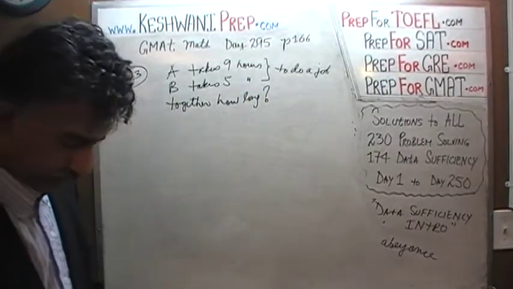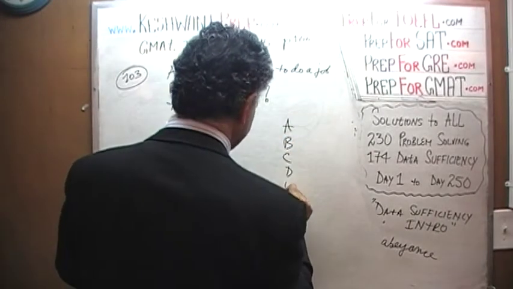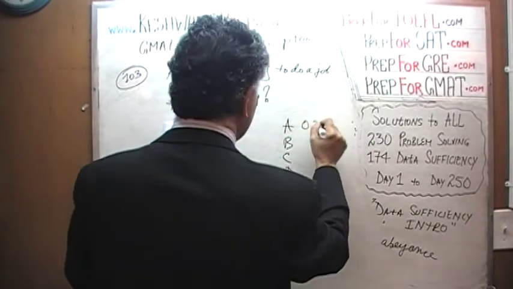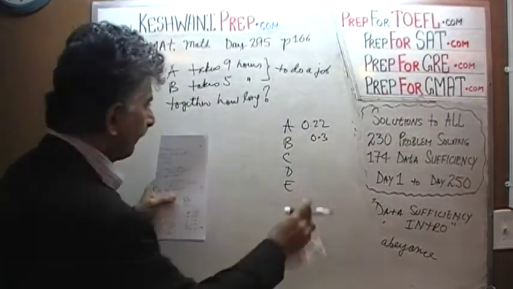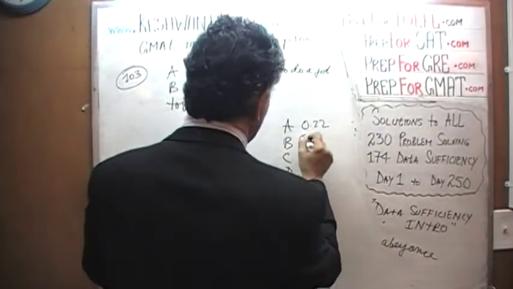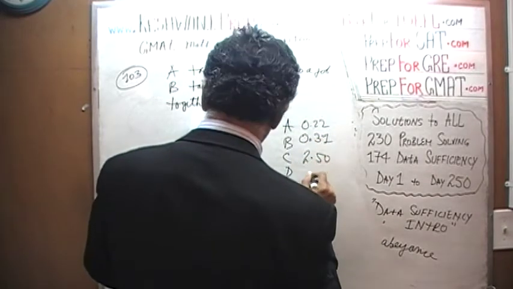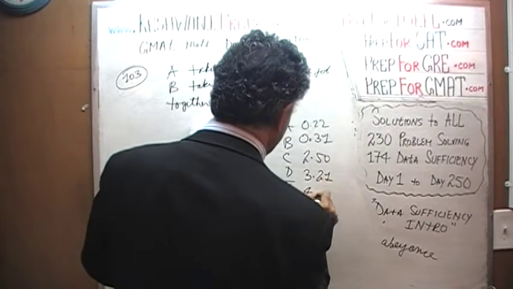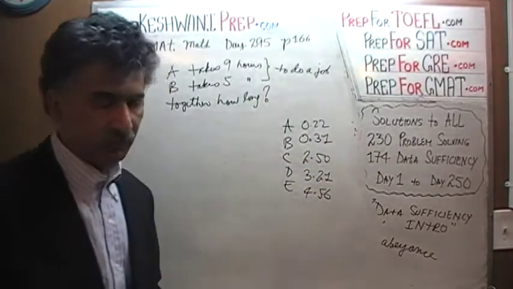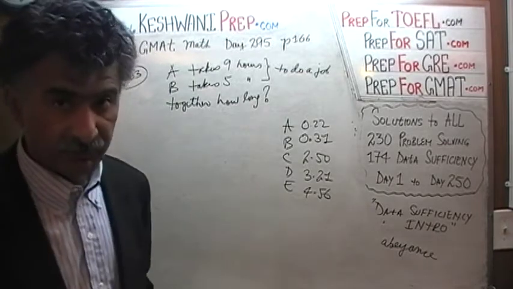Now listen very carefully. Here are the answer choices. I'm going to put them first: 0.22, 0.31, 2.5, 3.21, and 4.56. Now typically, as you know, we do not put down answer choices on the blackboard. So if I'm putting down answer choices on the blackboard, there is a reason.